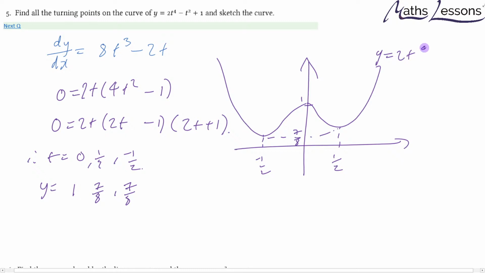Y equals 2t to the 4 minus t squared plus 1. We should know that a quartic is either going to be U-shaped or W-shaped, or if it's the other way up, an M-shaped or an N-shaped graph.